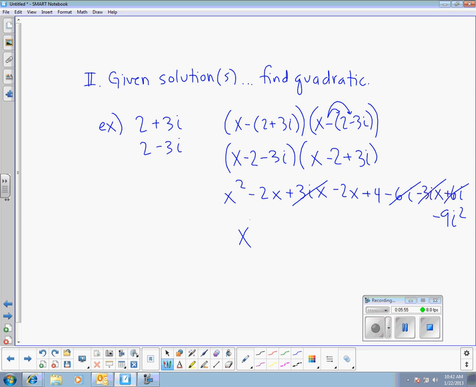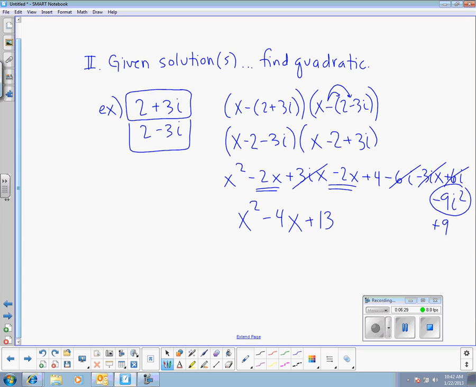I've got an x squared, I've got a negative 2x and a negative 2x that together make a negative 4x. And then I've got a plus 4 and a negative 9i squared. Remember that an i squared changes a sign, so that's the same as plus 9, which makes this plus 13. So if the question is to find the quadratic that has this solution, your steps would be to find the other solution by just finding the conjugate, subtract them both from x, and then just do a lot of multiplying.